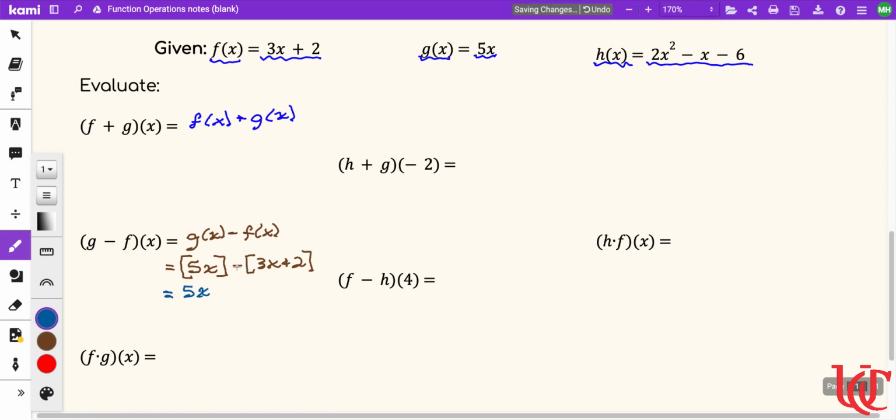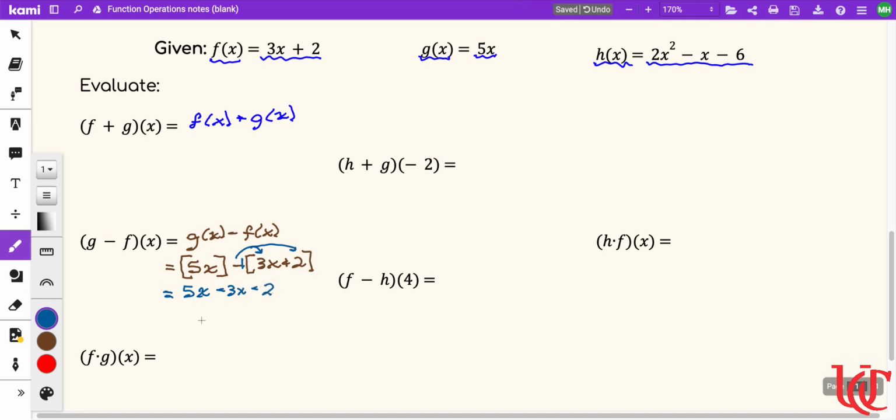Now, this negative means everything that follows has to change sign, has to be the opposite, or I can think of distributing a -1 to everything in there. It is your choice of how you want to do it. I like to think of negatives as just changing all the signs. However, thinking of it as times -1 can help, especially if there's a coefficient already in front. So -1 times 3x is going to be -3x. And -1 times 2 is -2.